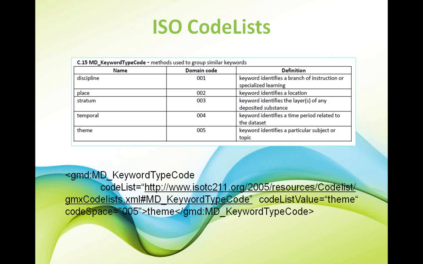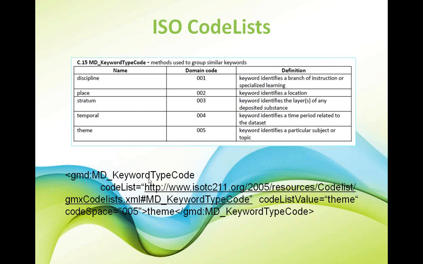So here's an example of a code list. Here you have the keyword type code list with ISO, and these are the keyword types: discipline, place, stratum, temporal, and theme. These are the code spaces, and then these are the definitions. A lot of times the definitions will include examples of what the term is.